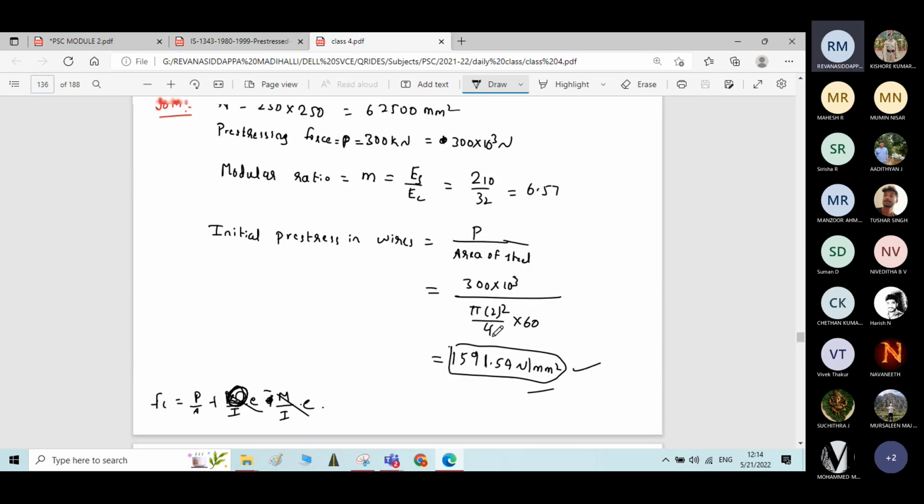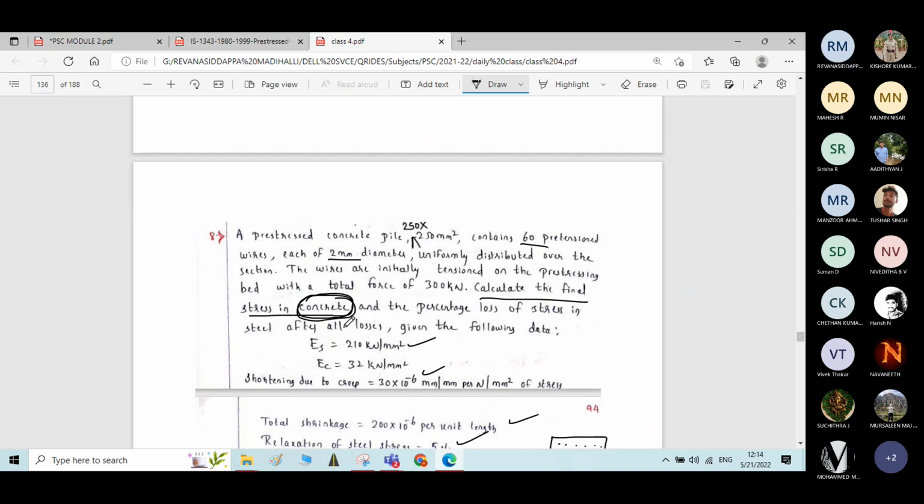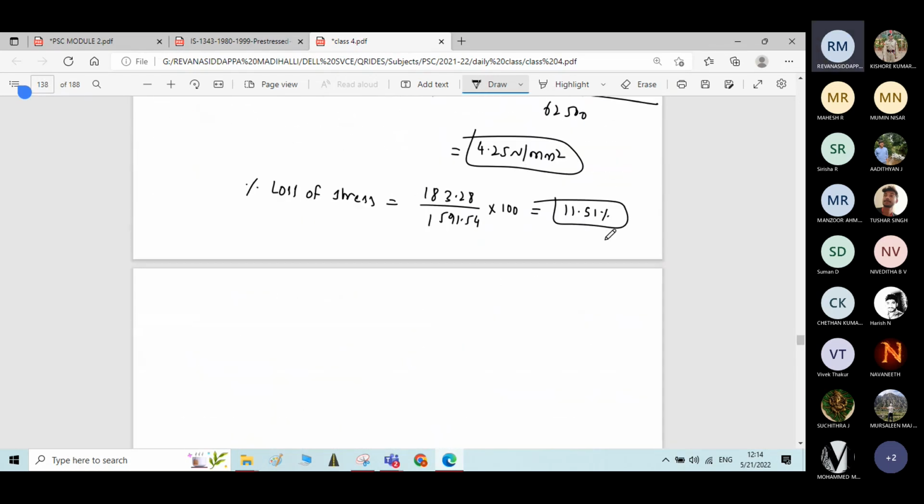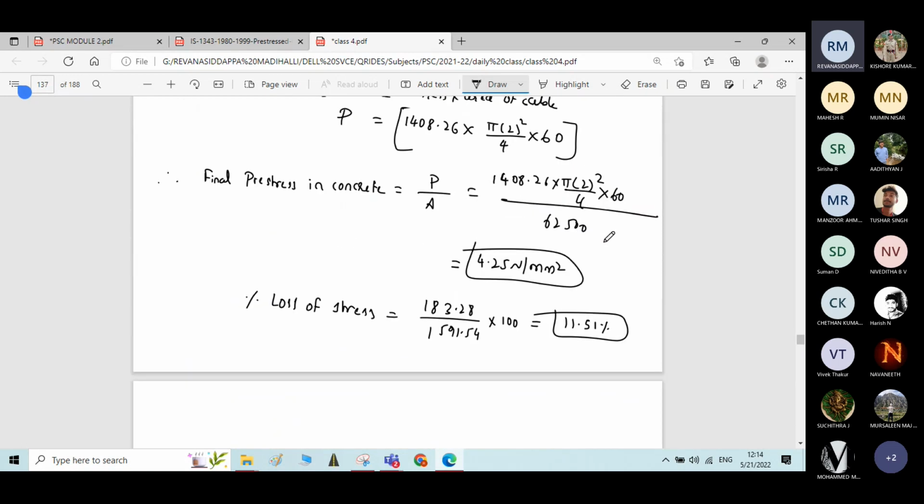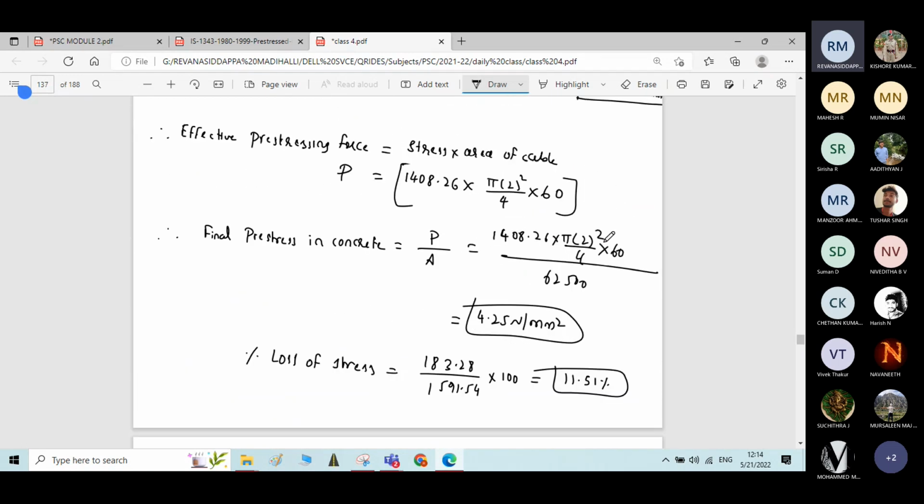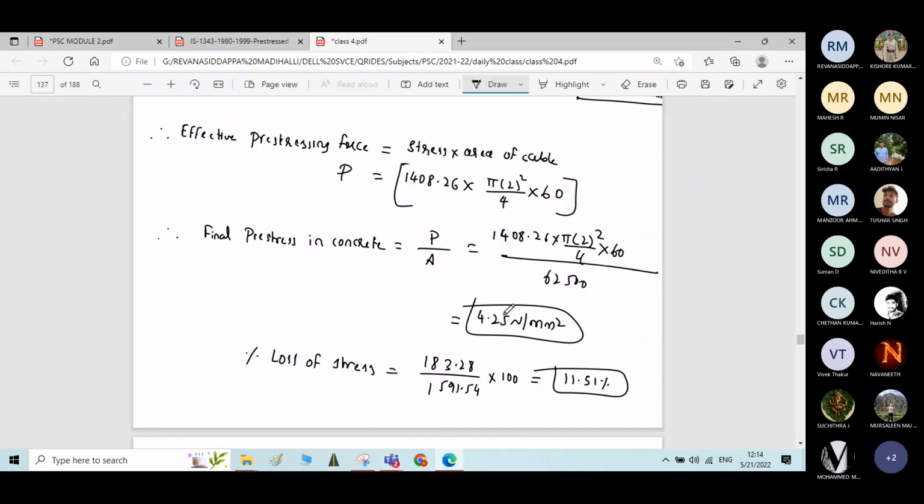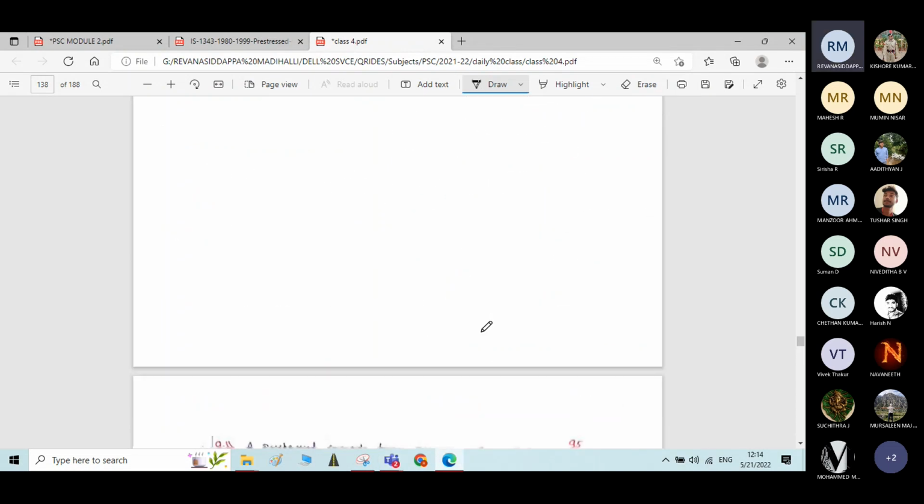Okay. So this problem is over. The final stress in concrete we have calculated. Percentage loss of stress we have also calculated in the last step here. We got it as 11.51%. Any doubts you can ask, students. Okay. We move on to the next problem.